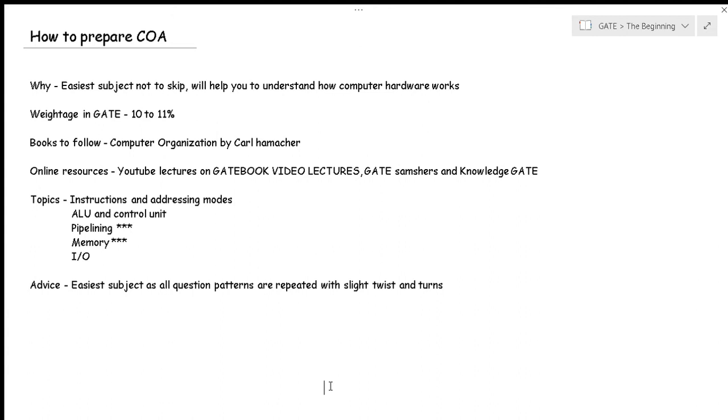Now, it's okay if you follow some other book, no issues there. But Carl Hamacher is one of the books which I personally found very much overlapping with the GATE syllabus. And also keep one thing in mind while reading Carl Hamacher: you don't have to read all the things. Just go to the GATE syllabus, read which topics are there in COA, go to Carl Hamacher, and just read those topics which are required and necessary. You don't have to read each and everything, right? Because it's not that much needed, from what I have seen in multiple test series and GATE itself.